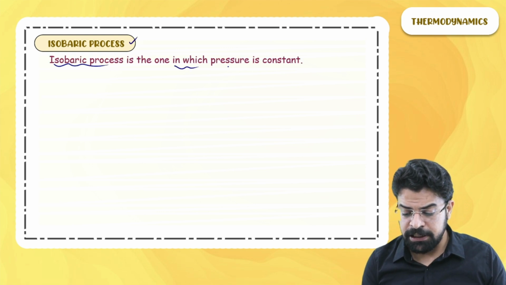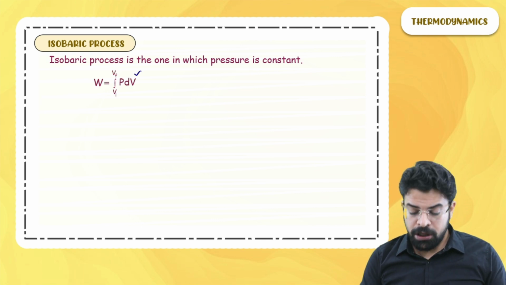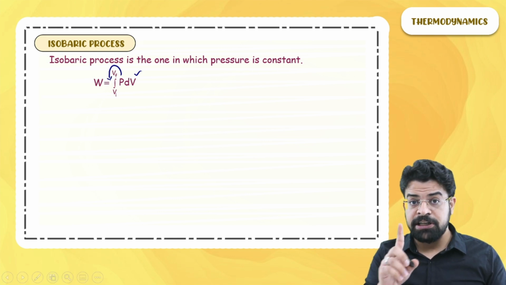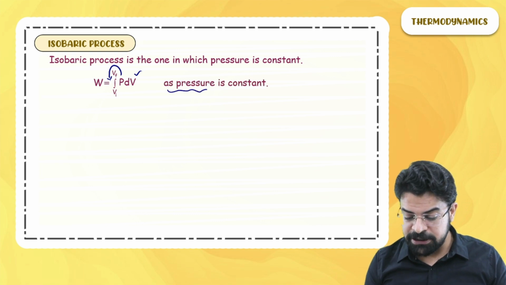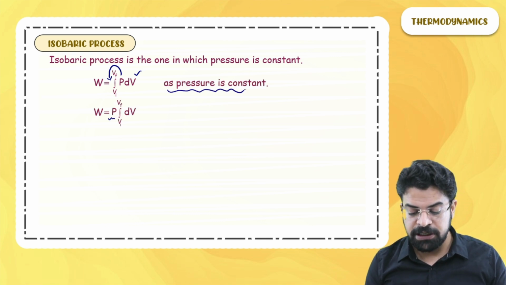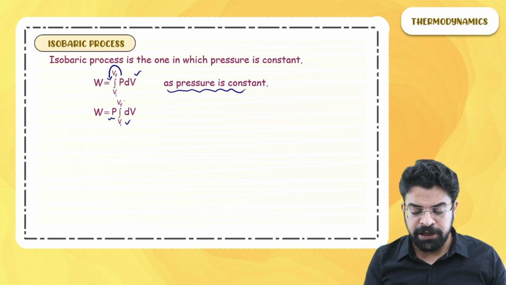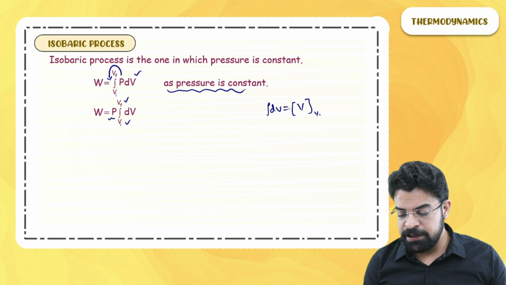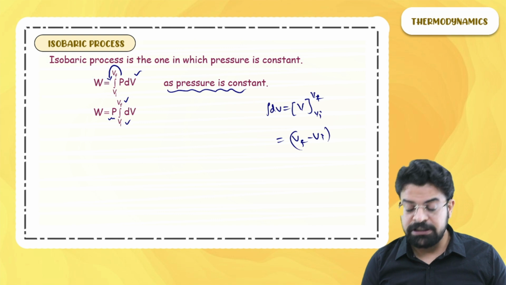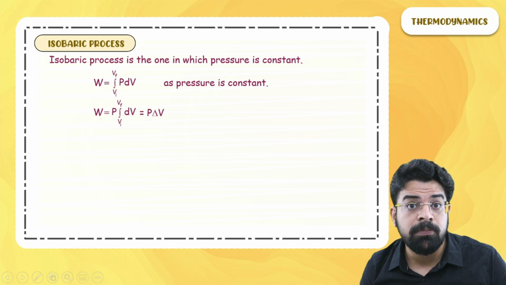So now more on the isobaric process. The isobaric process is the one in which pressure is constant. Now we know that work done equals integral PdV. You can take the pressure outside the integration only when pressure is constant, which it is for an isobaric process. So write work done equals P times integral dV from initial volume Vi to final volume Vf. Integral dV gives you V, lower limit Vi, upper limit Vf. So you write V final minus V initial, which is nothing but delta V. So work done equals P delta V for an isobaric process.